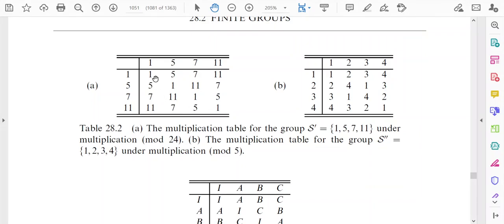Here we can again see that in the leading diagonal there are identity elements. So, this table is symmetric along the leading diagonal, and this group multiplication table is for the group 1, 2, 3, 4 under multiplication mod 5. But the difference is that if you carefully look at this table, then you see the leading diagonal. So, here in the leading diagonal all the elements are not identity. So, this table is not symmetric about the leading diagonal. So, there is some difference between the group multiplication tables for the groups S prime and S double prime.